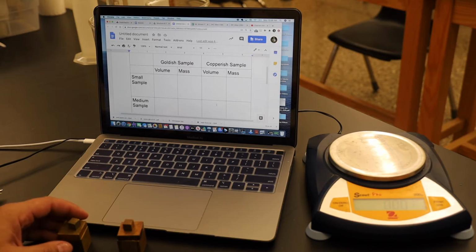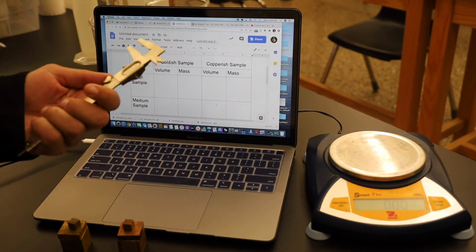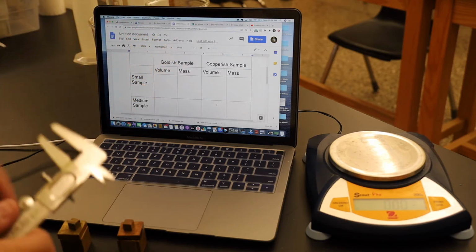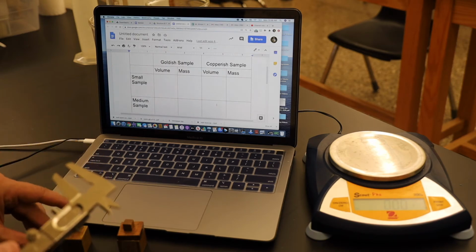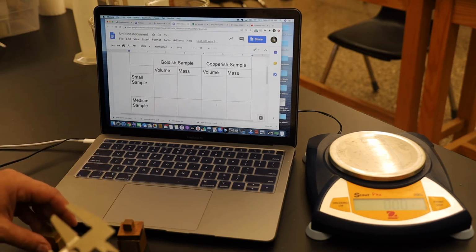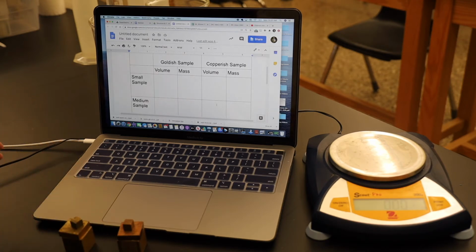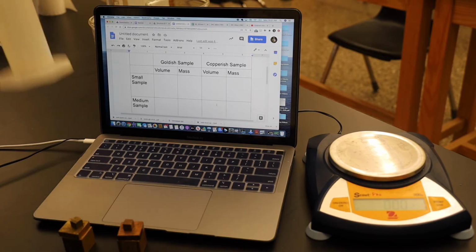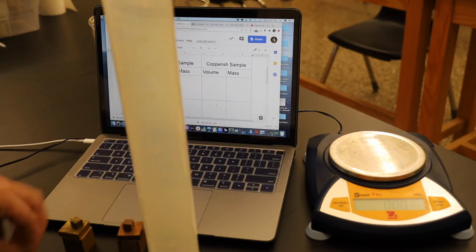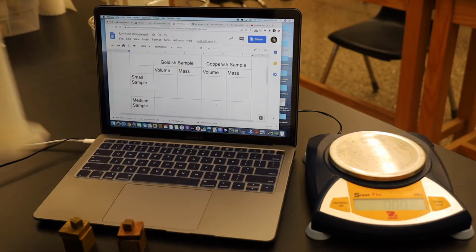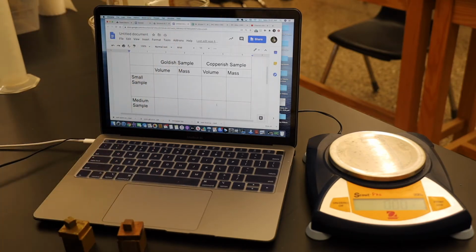It becomes apparent that in order to identify a relationship between the two, we need to measure the mass and the volume of each substance. I'm going to be using a caliper to identify the overall length, width, and height of each of these samples. I could do the same thing by using a graduated cylinder and submersing each sample, then identifying the difference from the initial volume to the final volume.